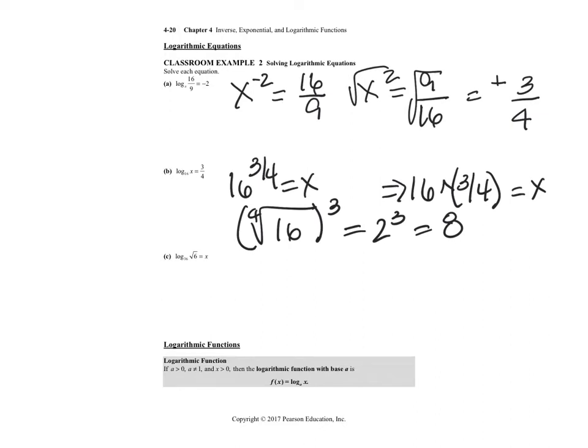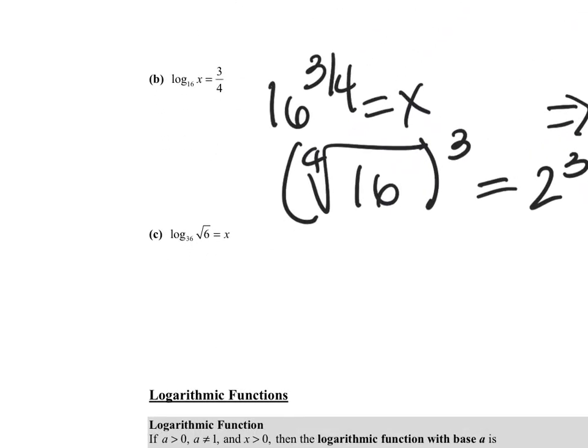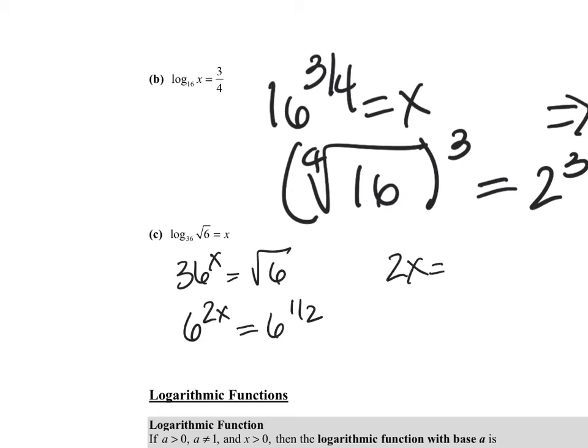Now this one is 36 to the x power equals square root of 6. To solve this one, you have to have the same base. So this is 6 to the 2x power, because 6 squared is 36, equals 6 to the 1/2 power, because square root is the same as 1/2. Now I can do 2x equals 1/2, so I can multiply both sides by 1/2. And 1/2 times 1/2 is 1/4.